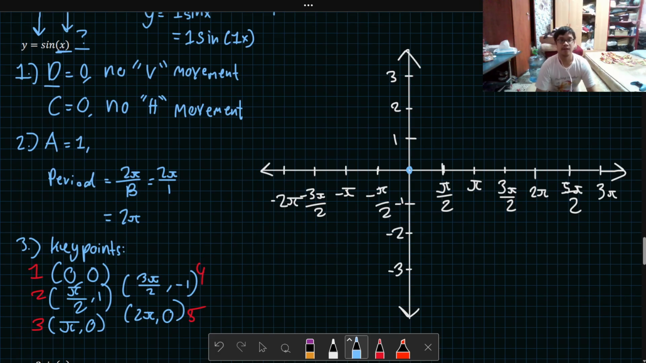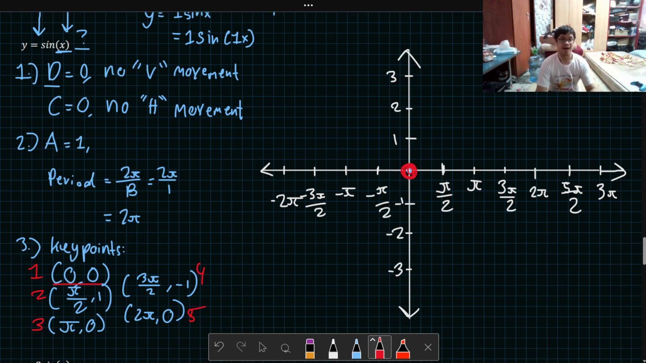So here, let's start first with your first key point. Your first key point, it says here it's 0, 0. So what does it mean? It not only means that your x and y coordinates are 0, but it implies that it's located on the origin. If the coordinate is 0, 0, meaning it's here. That's the first key point.